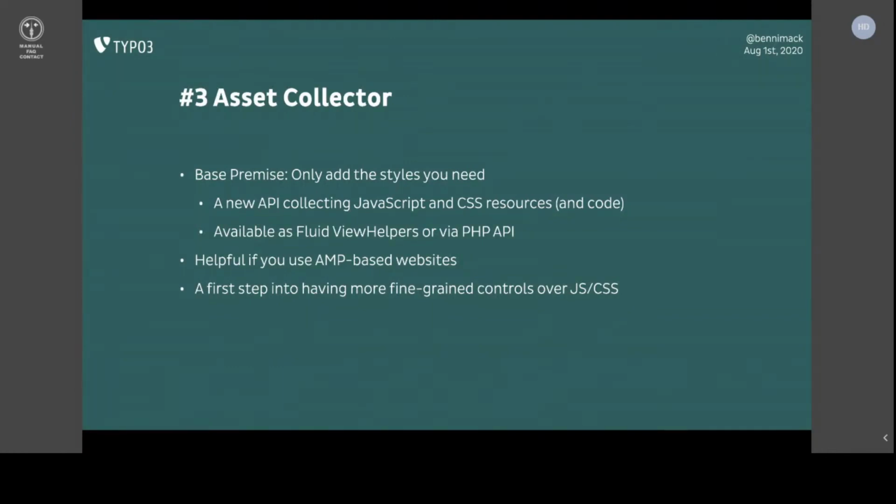So the asset collector is actually an API, and we also ship Fluid view helpers to include JavaScript and CSS in your Fluid template. So if you have a gallery or a video content element, you can say this content element needs this JavaScript library, let's say jQuery. But if that content element is never loaded, we don't need to load this jQuery library all the time.